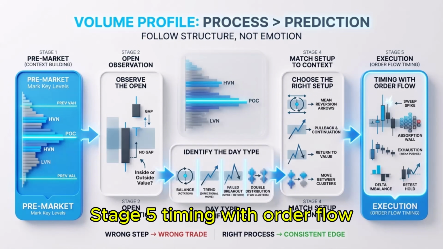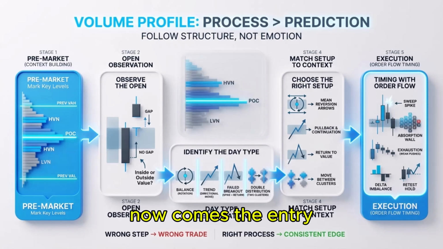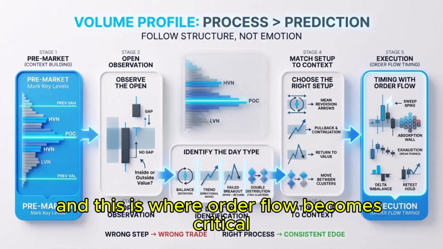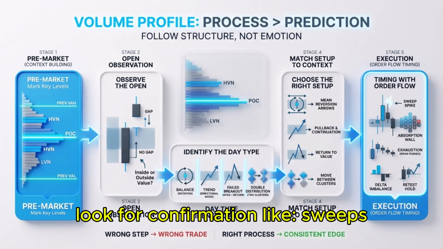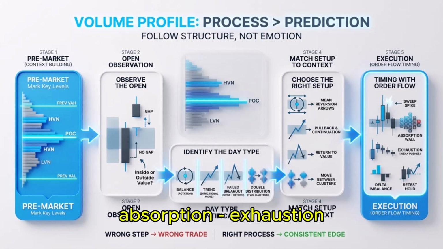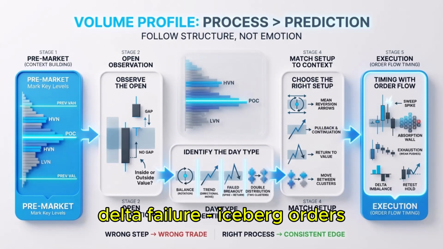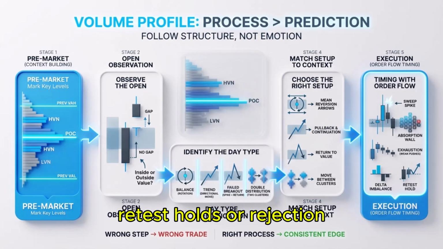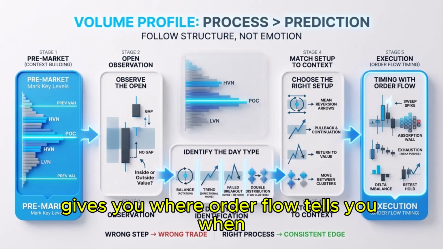Stage 5: Timing with order flow. Now comes the entry, and this is where order flow becomes critical. Look for confirmation like sweeps, absorption, exhaustion, delta failure, iceberg orders, retest holds or rejection. Final rule: volume profile gives you where. Order flow tells you when.